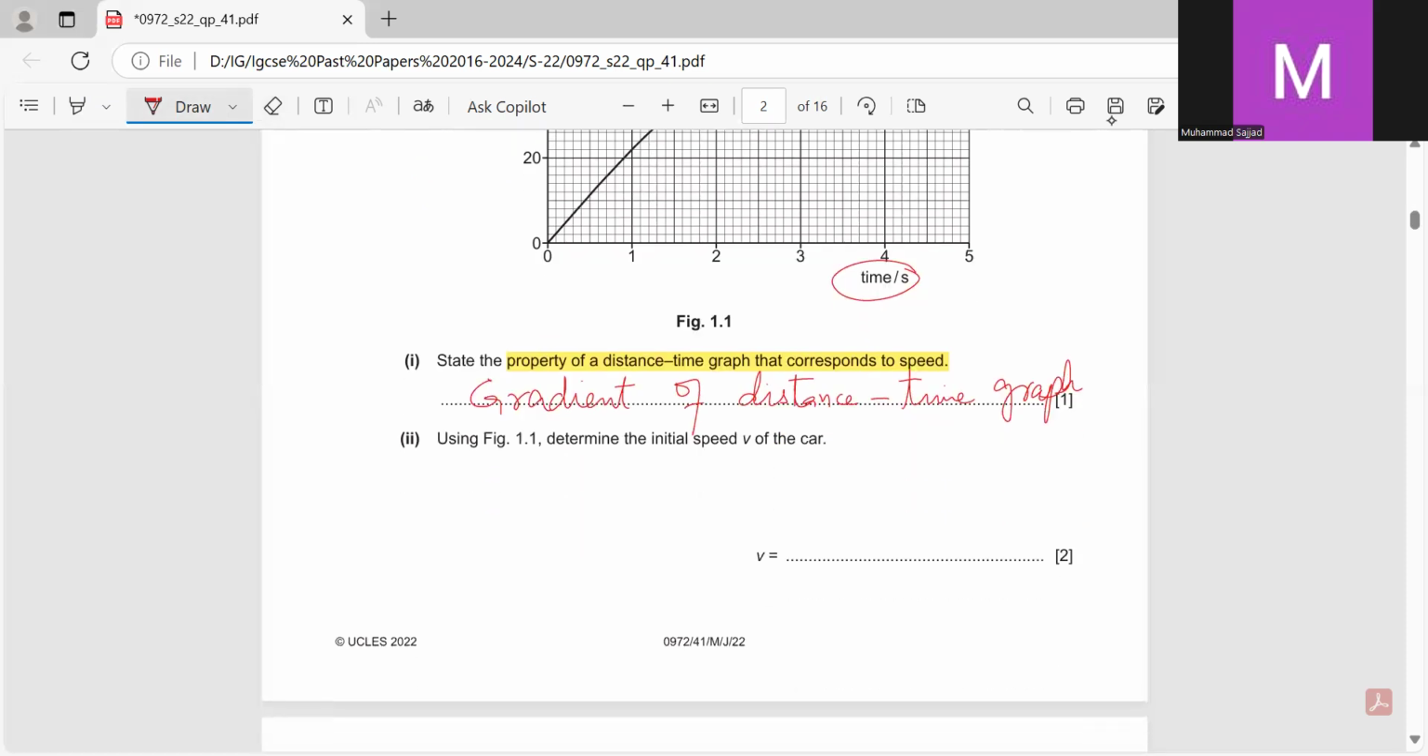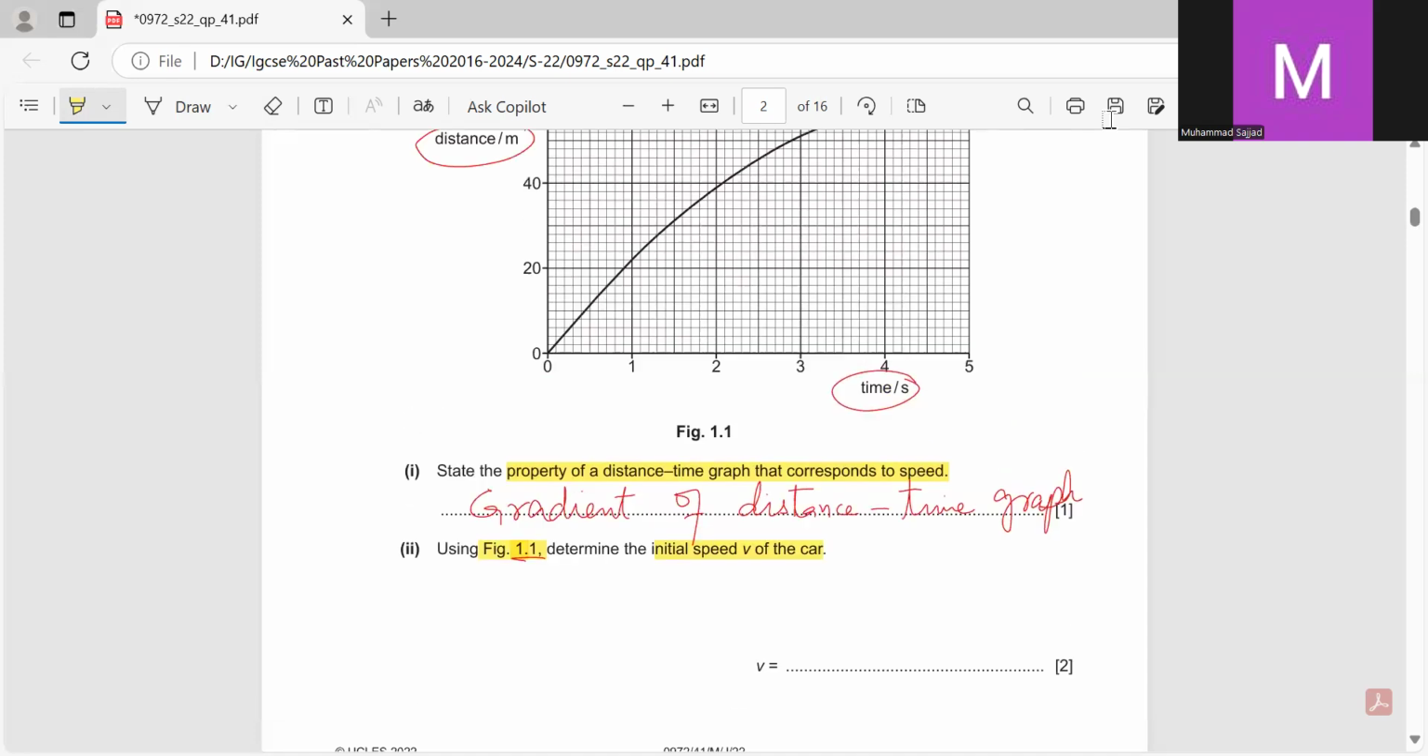Next, use figure 1.1 to determine the initial speed of the car. Initial speed in the beginning, and we know in the beginning the speed is constant. So you can choose any point. Okay, easily I can take this point roughly.